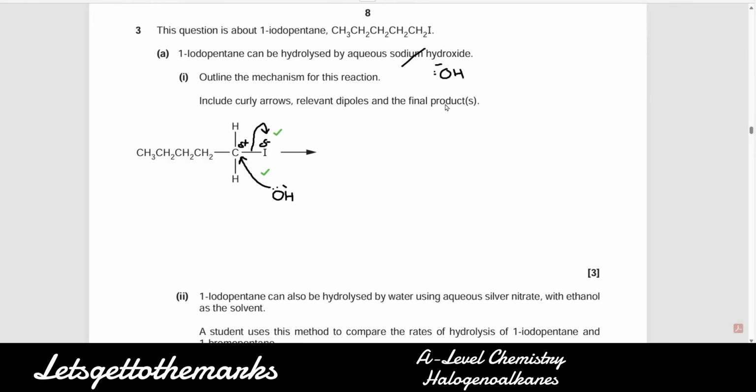They want the final product. I think this is a bit stupid. I think you should get all your marks for what we've done there, because for the final product, you're just really writing all of this out again, which seems to me a waste of an A-level student's time. You're drawing the carbon, you're drawing the hydrogen, and you're sticking the OH on. So we've now made pentanol, haven't we? And that is nucleophilic substitution.